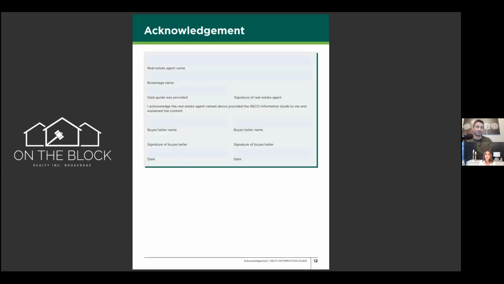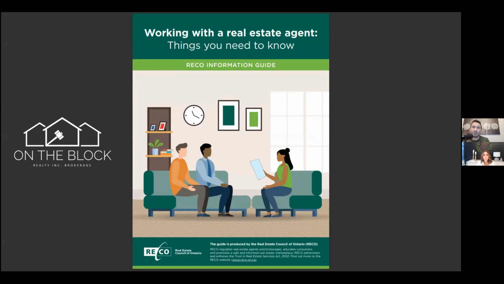Once you've reviewed this guide and you are comfortable with your understanding, you should fill out the acknowledgement section with the relevant details. If you are sent the guide electronically, you can fill it out on your computer or device, whereas if you have a hard copy, you can fill it out manually. Your real estate agent and brokerage will keep the acknowledgement on file to validate that the guide has been explained to you.